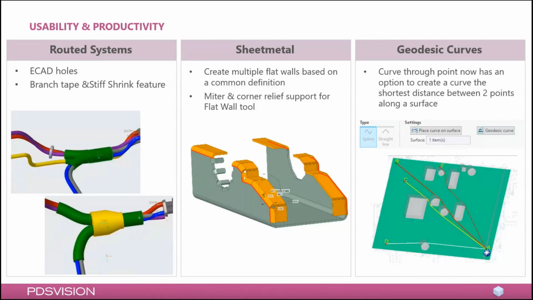Then we have something completely new. We have the ability to create curves that have the shortest distance between 2 points. And you ask, okay, that's a line, yeah, but if you go along a surface which has holes, then of course you have to go around the holes, which makes it a bit harder to find out what the shortest distance is. The options are shortest distance on the surface, on the solid, or on the body.